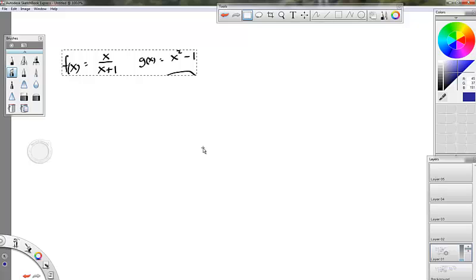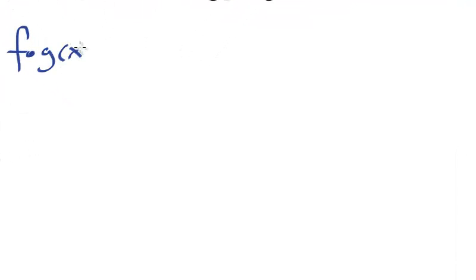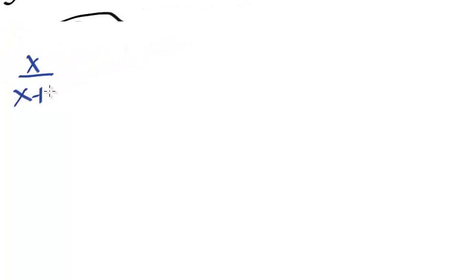Right, now we're going to multiply these things. So we're going to do f times g. F times solid dot g of x. This is actually a little bit easier. So we have x over x plus 1 times x squared minus 1 over 1.